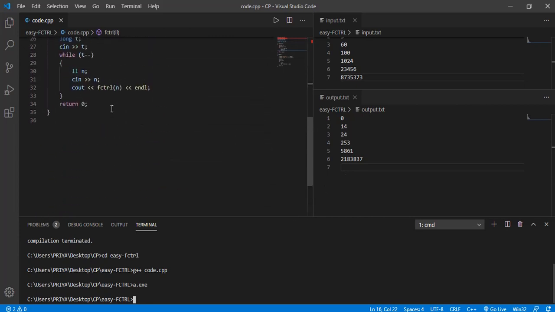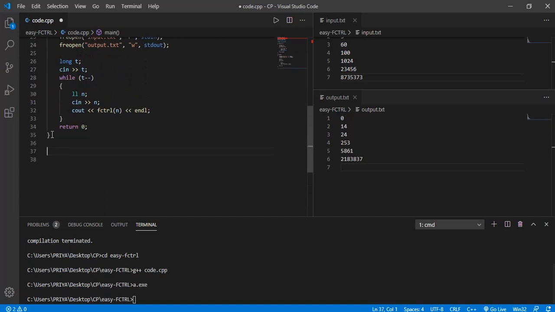Also, I'd like to explain the complexity once. This is the comment, by the way. So our complexity is log of n to the base 5. I cannot represent the base here, so that is how I'm going to do it. And we know that the max of n is going to be 10 raised to 9. So ours will be log base 5 of 10 to the power 9.